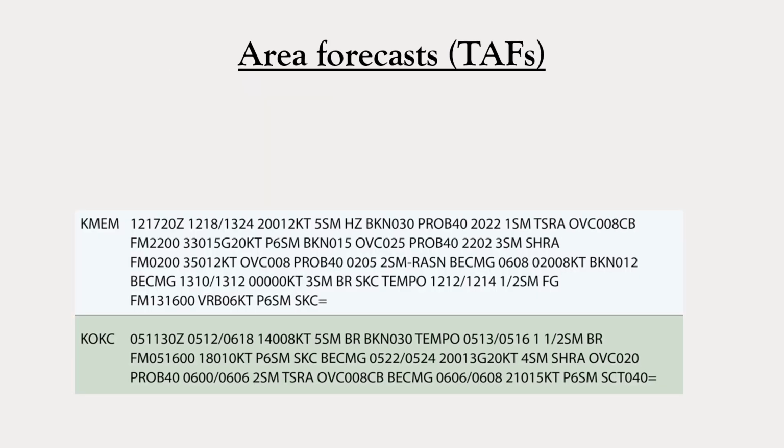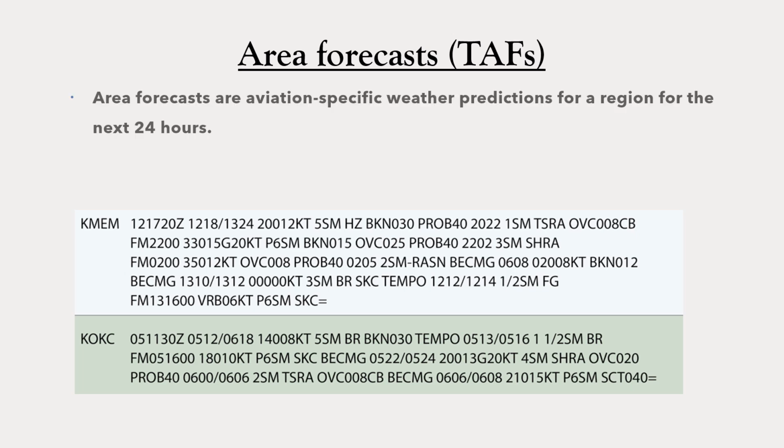A second type of weather product you need to be familiar with is area forecasts. Area forecasts are predictions rather than observations, and they're related to the region around an airport. Like METARs, there's a lot of sources that'll decode these for you, and the same advice applies as far as learning how to do the decoding when you're studying for your practical exam.